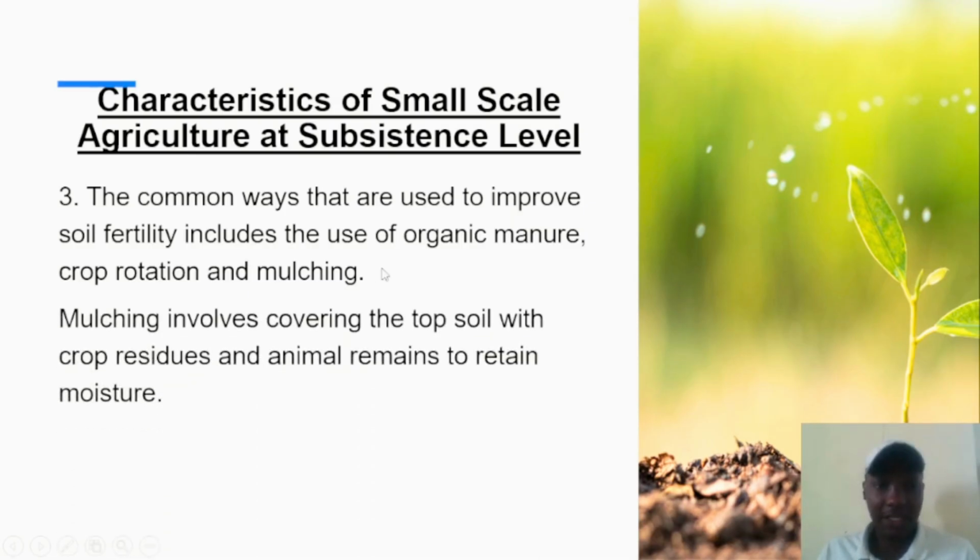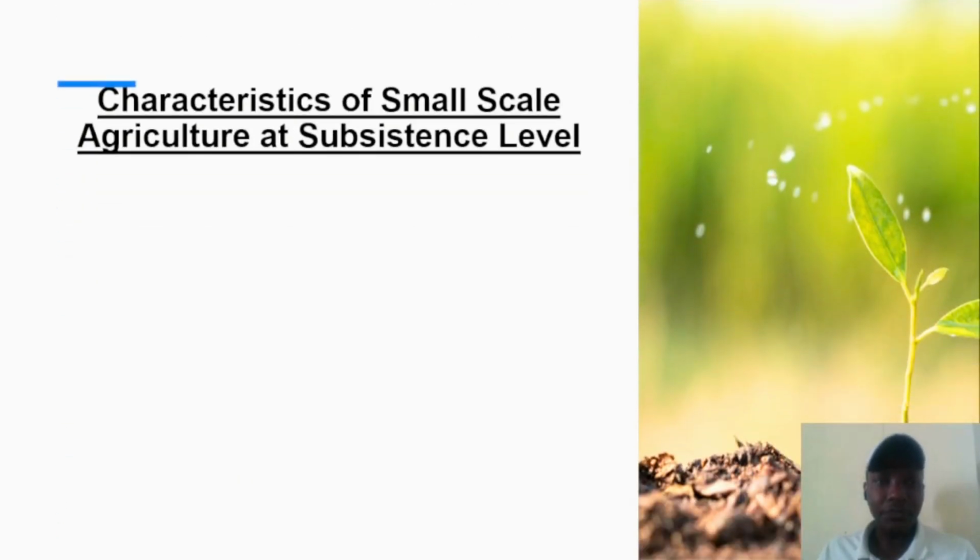Now, mulching is the one that involves covering the topsoil with crop residues and animal remains, just to retain the moisture of the soil and hence facilitate soil fertility.